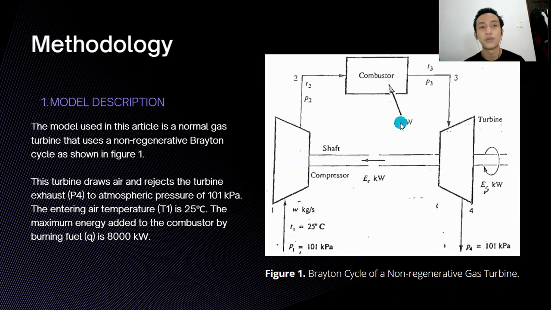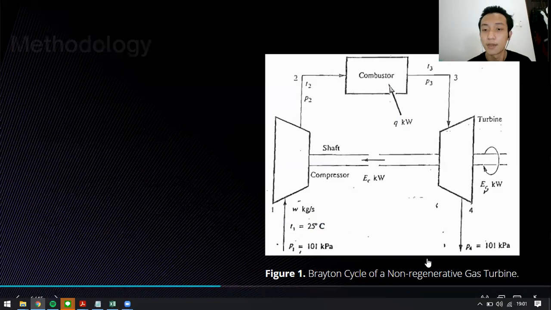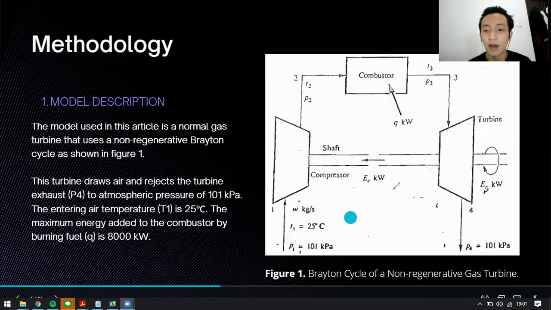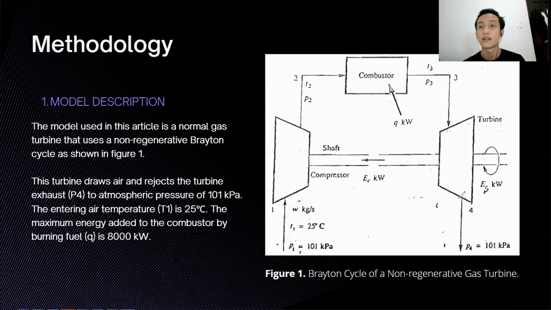As we studied earlier in the third semester, if you remember, in basic thermodynamics we have already learned about the Brayton cycle. So here I will flash back a little on how the Brayton cycle works, especially the non-regenerative Brayton cycle. The Brayton cycle has three main components and one optional component. The first one is the compressor. It is used to raise the air pressure, or the working fluid pressure, used in this turbine.